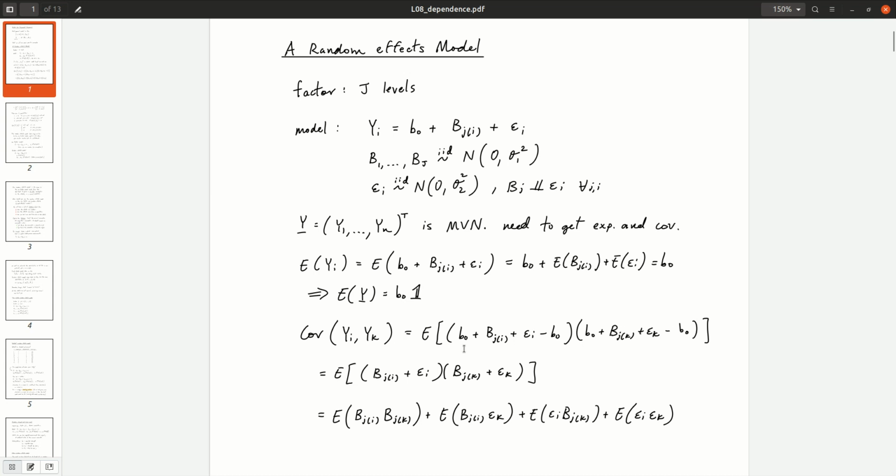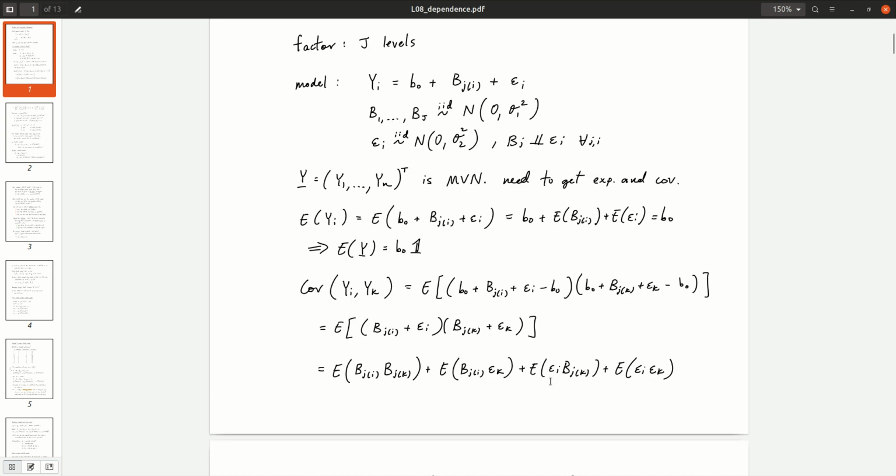Now, a useful thing happens here. The b sub 0s will cancel. So you're left with this expression here. And then we just do the FOIL operation. So it's an expected value of a product of two terms, each of which has two individual terms. So we get 4 terms here: expected value b sub j of i times b sub j of k, expected value b sub j of i epsilon k, expected value epsilon i b sub j of k, expected value epsilon i epsilon k. So we'll just take each of these 4 terms one at a time.